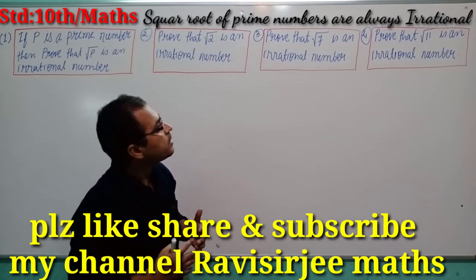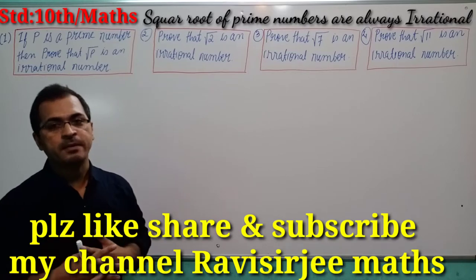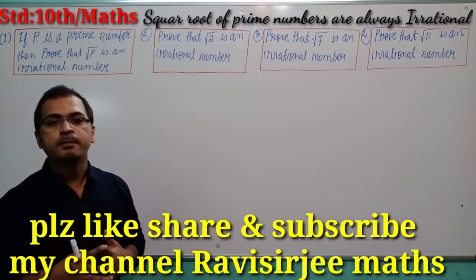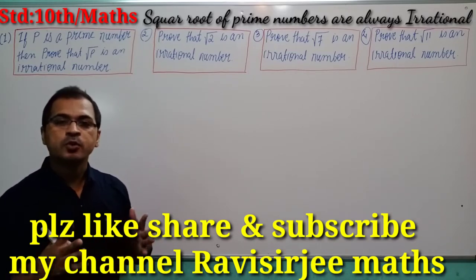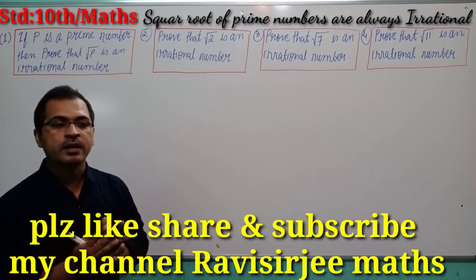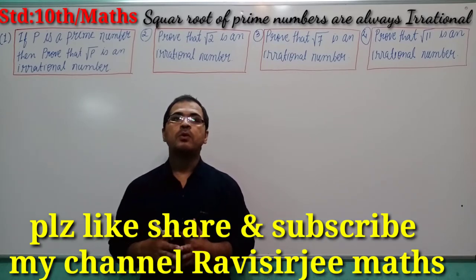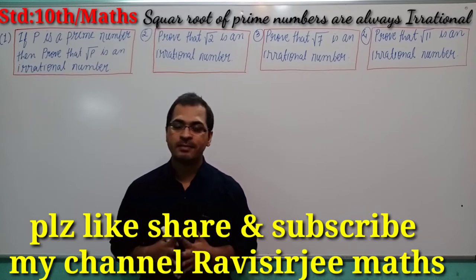First of all, in the very first question you can see that if p is a prime number, then square root of p is irrational. We have to prove that. Students, certain things are proved by using the contrary statement.